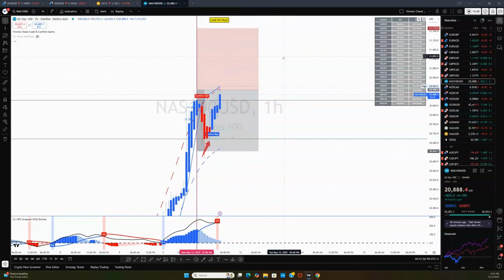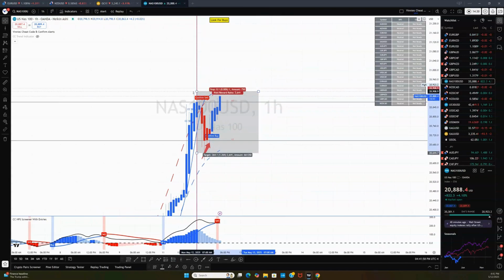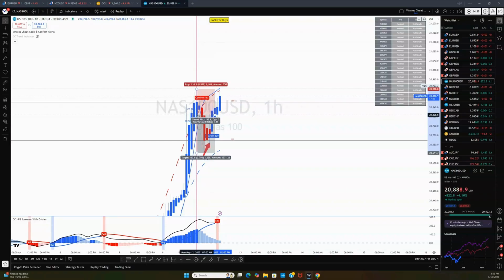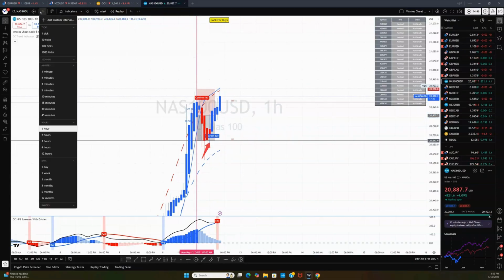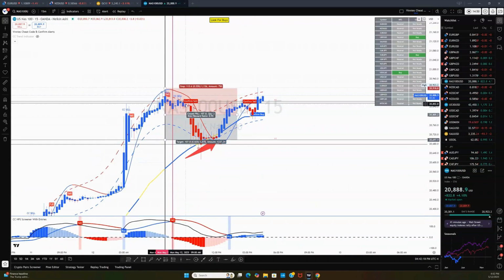Okay, let's go ahead and move this down. Let's say the high is here. Our entry would have been down here. Okay, would have taken this trade right here. Let's go to the 15 minutes so you can see a little clearer. Would have taken this trade right here for NASDAQ. And then also we kept taking a buy here on NASDAQ.